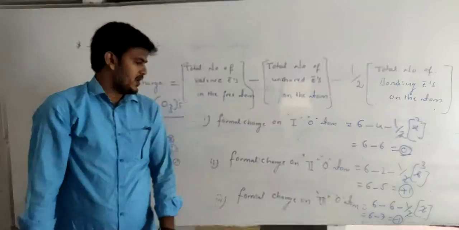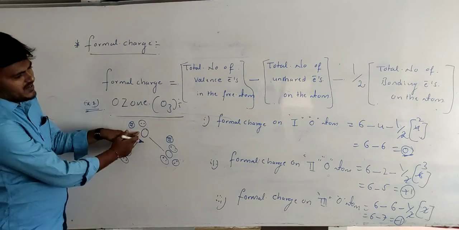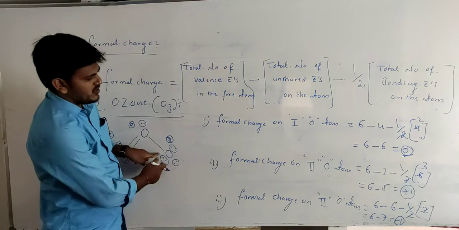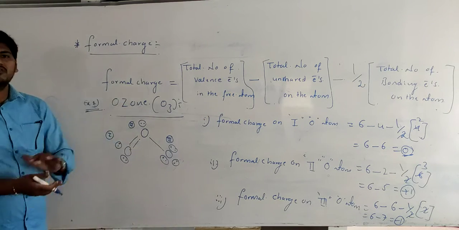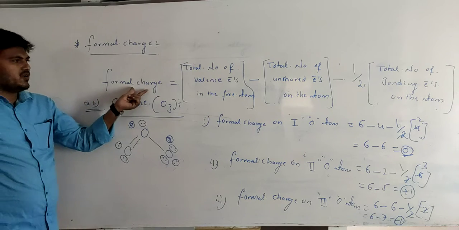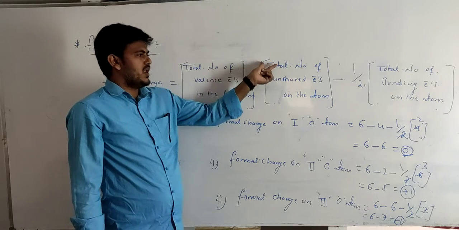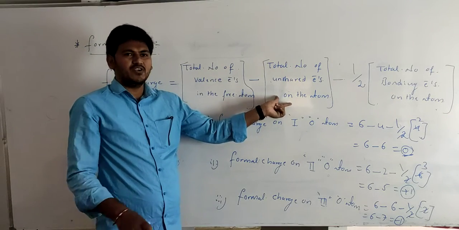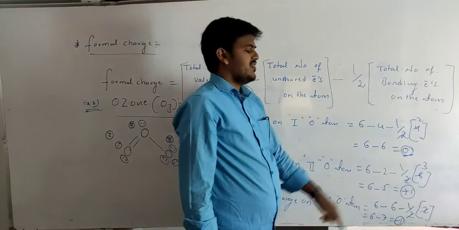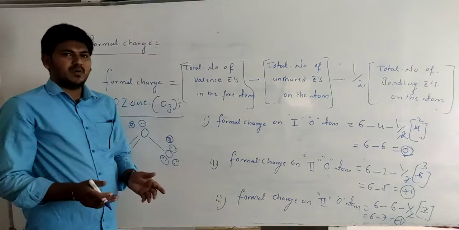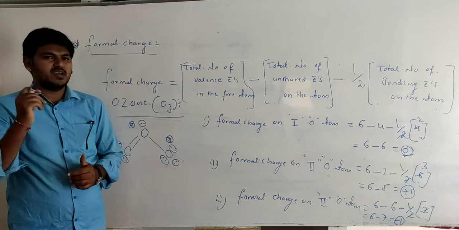Okay. So formal charge on the first oxygen atom 0, formal charge on the second oxygen atom +1, formal charge on the third oxygen atom is -1. Okay. So formal charge is equal to the total number of valency electrons in the free atom minus total number of unshared electrons on the atom. Unshared means non-bonding electrons, minus half into total number of bonding electrons on the atom. Example: phosphine, formula PH3. So formal charge on phosphorus 0, formal charge on hydrogen atom 0.